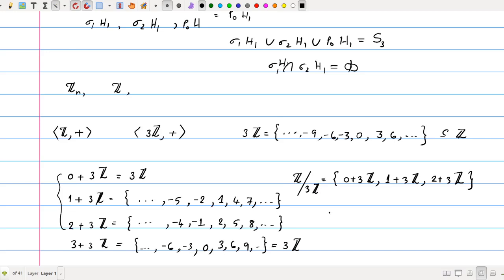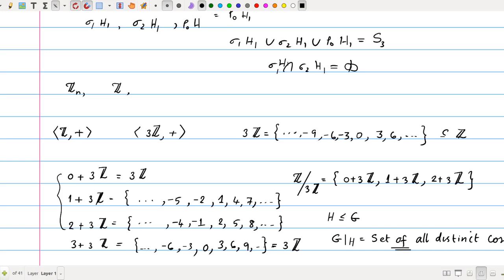In general, if H is a subgroup of G, then we write G by H to denote the set of all distinct cosets. Okay, so this was the symbol.